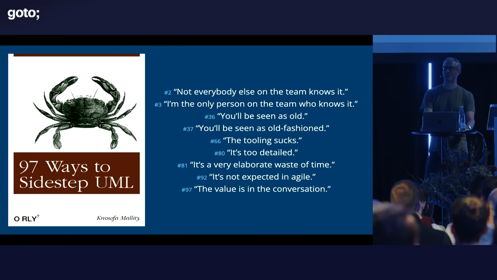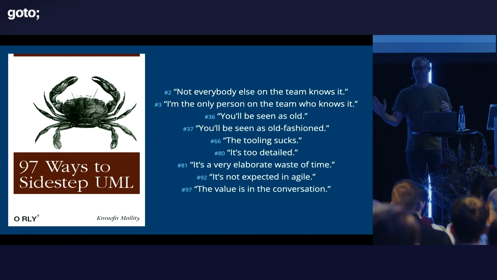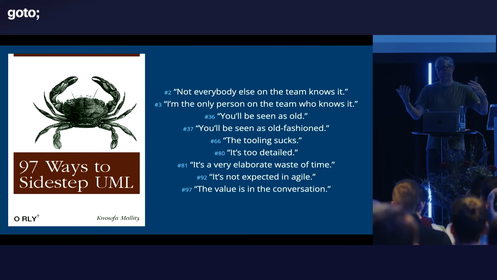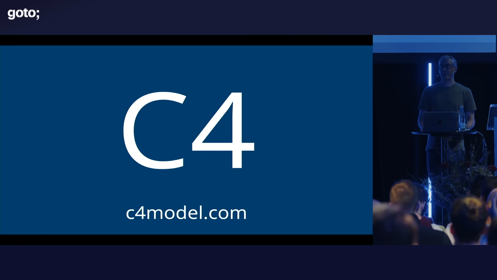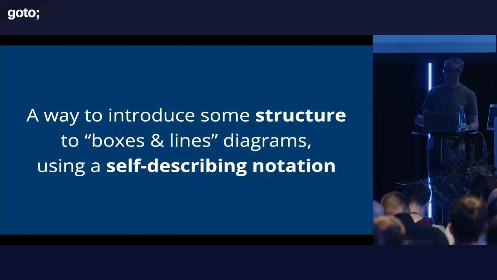Why are people not using UML? I've literally heard of these possible excuses, and these are excuses. So that leads us to an interesting situation. People want to draw diagrams. They don't want to use UML, so they kind of fall back to boxes and arrows. And of course, there's a bunch of issues with doing so. So I created the C4 model essentially as a way to bring some structure into the typical ad hoc boxes and lines diagrams that people draw when they're trying to describe their software architectures.